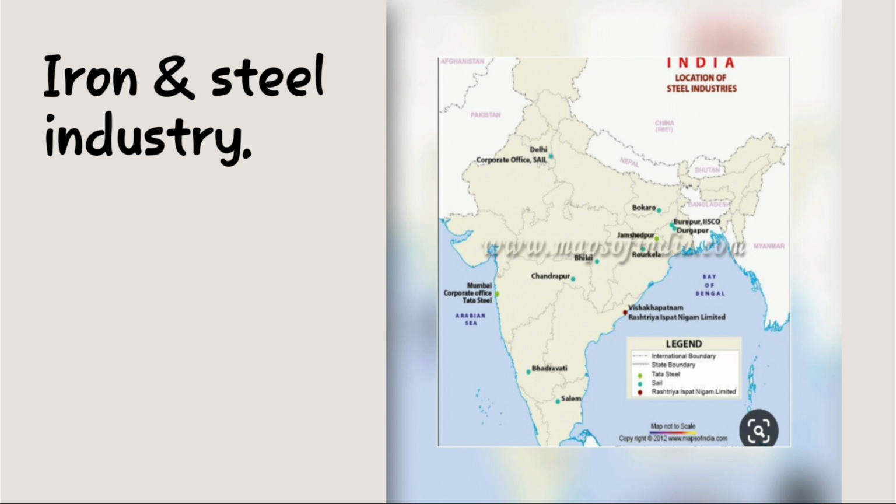Then we can see Visakhapatnam. Then in Tamil Nadu you will be able to see Salem. Then in Karnataka you will be able to see Vijayanagar Steel, Jindal Vijayanagar JVSL, and Bhadravati. Then in Gujarat you will be able to see the Hazira iron and steel factory. So please study this for map marking for the examination.